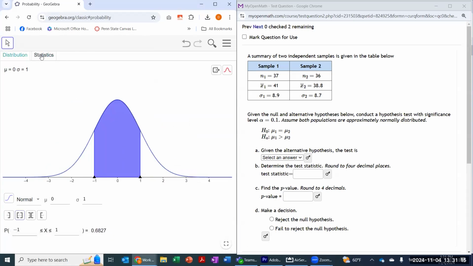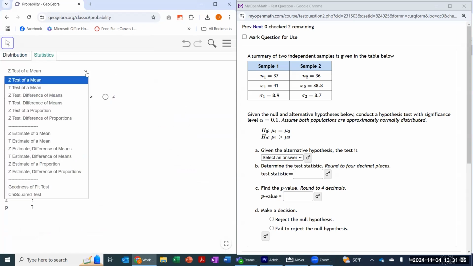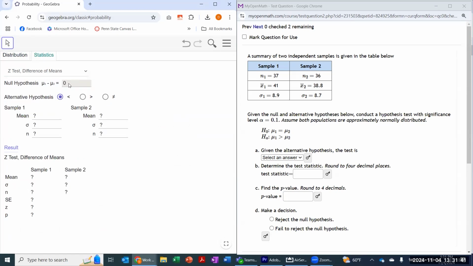I'm going to go to the probability tab and then the statistics calculators tab. Now this is a two-sample test, so I need to find the correct testing calculator. In this case, it's going to be a z-test for a difference of means. The null hypothesis by default is that the difference is 0. That's what I want here. And my alternative is right-tailed, mu1 greater than mu2. So I need to set the alternative hypothesis to the correct direction.